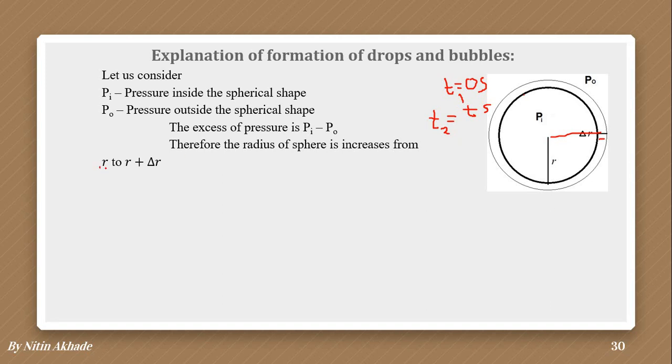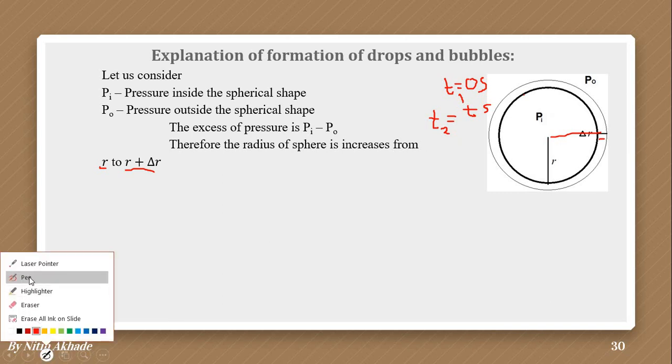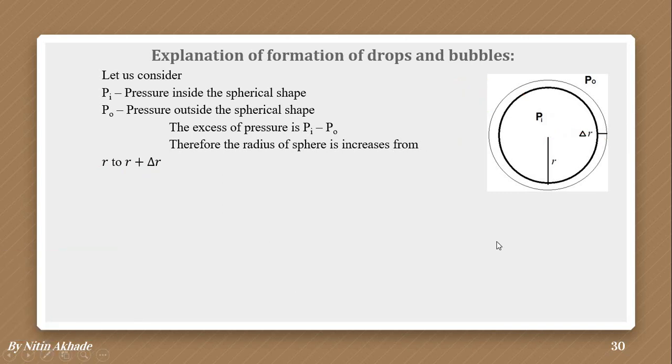So the initial radius is r, and the radius before losing the spherical structure is r plus delta r. Now, where delta r is very small, there is no large increase in the shape of the spherical bubble or drop.